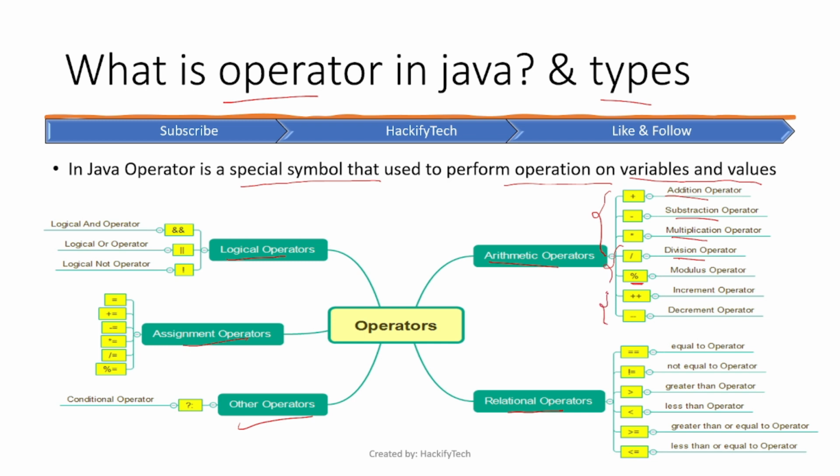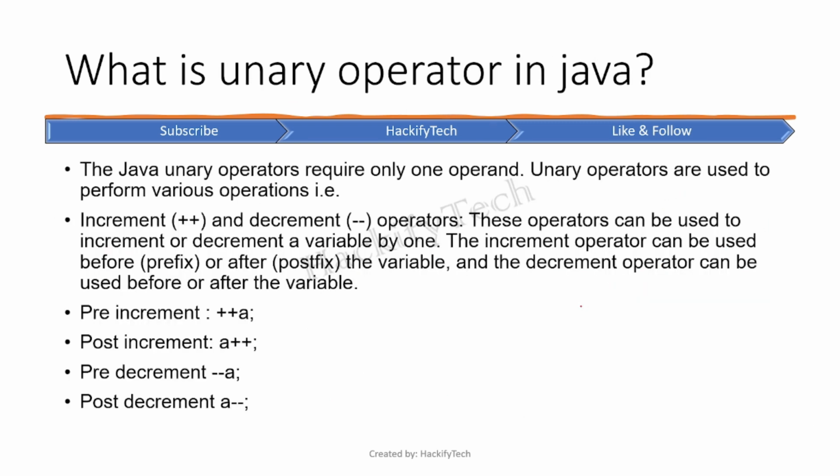Then we have plus plus and minus minus. What are these operators? We call them unary operators. There are basically two types, pre-increment and post-increment. We have a separate question for this, in which we'll discuss it.